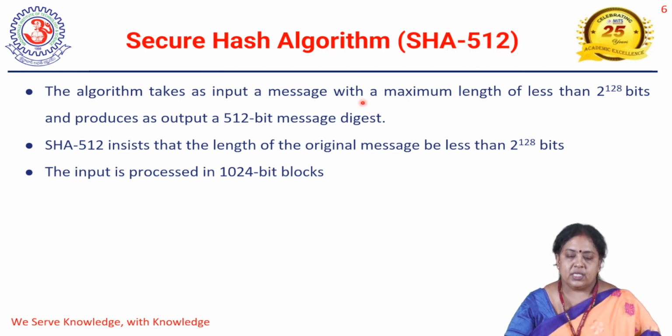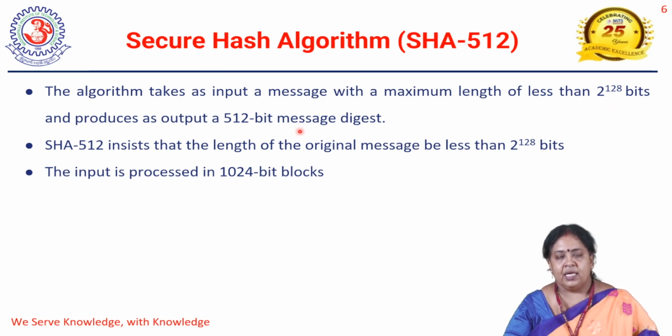Okay, so this algorithm is going to take a message of maximum length less than 2 power 128 bits. Generally, what is the main importance of a hash function? It takes a variable size input and gives a fixed size output. This particular SHA-512 algorithm is going to take a variable size input.